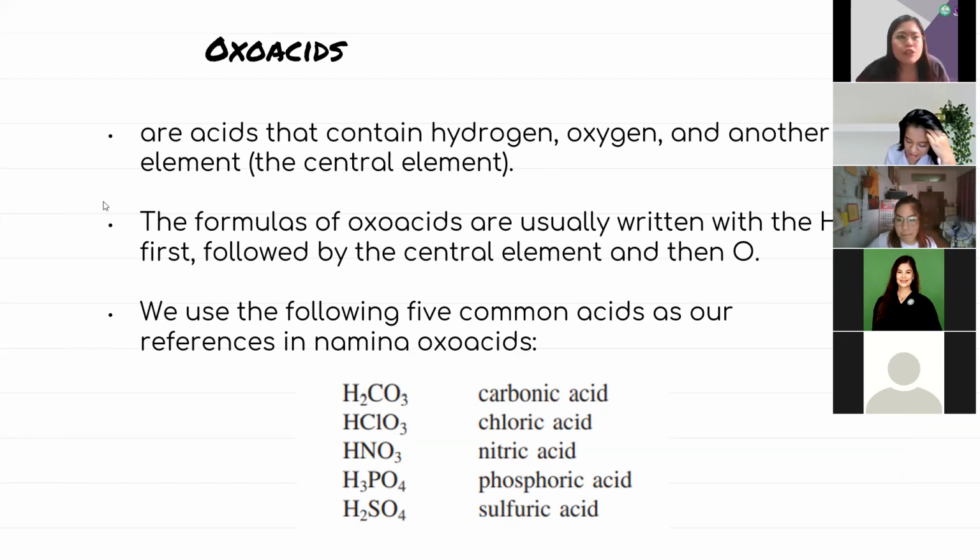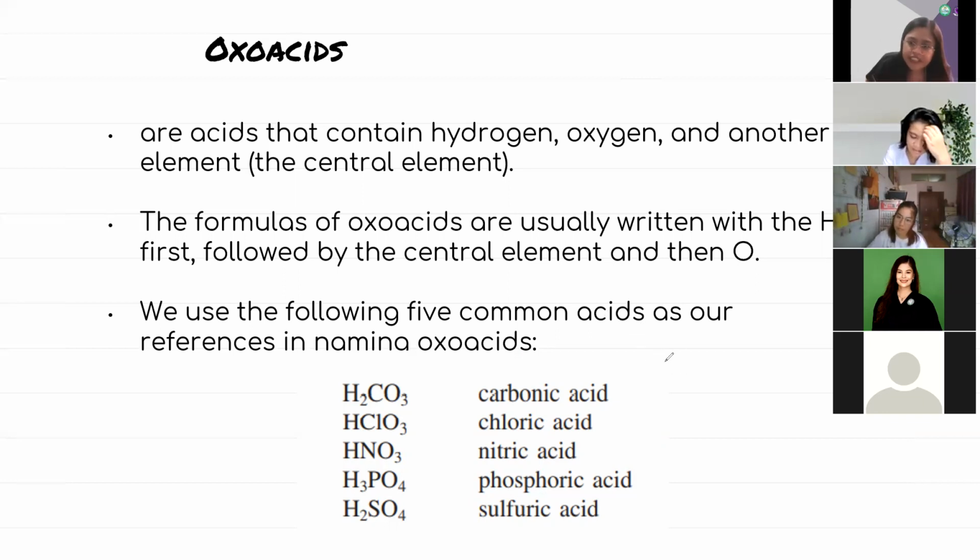We call them oxoacids. Bakit oxoacids? They have the hydrogen and they also have the oxygen. Ang common sa oxoacids class, they start with hydrogen, they end with oxygen, and they have a central element. So iba-iba yung central element nila. So how do we name now the oxoacid? So ganito lang yan siya.